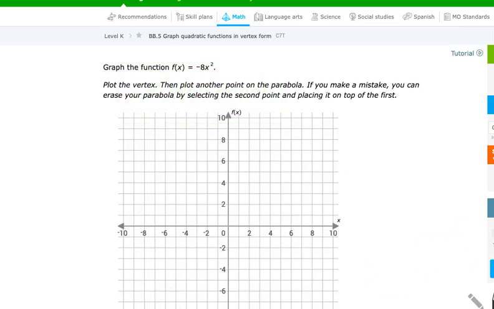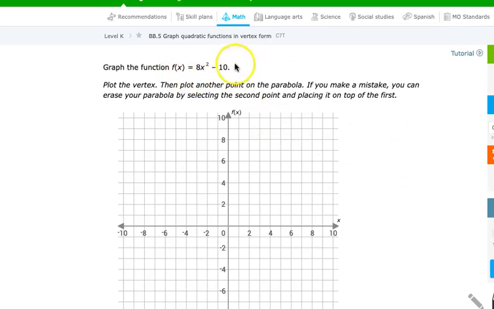So this one is very similar. Let's take a look at one that might look a little different. So this one looks a little bit different. Same type of thing though. We are still using our vertex to start graphing. So here's my f of x equals 8x squared minus 10.